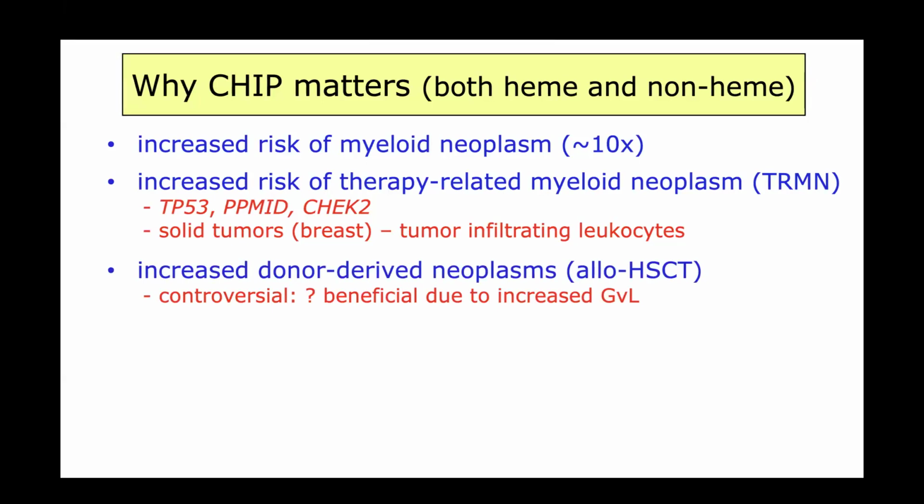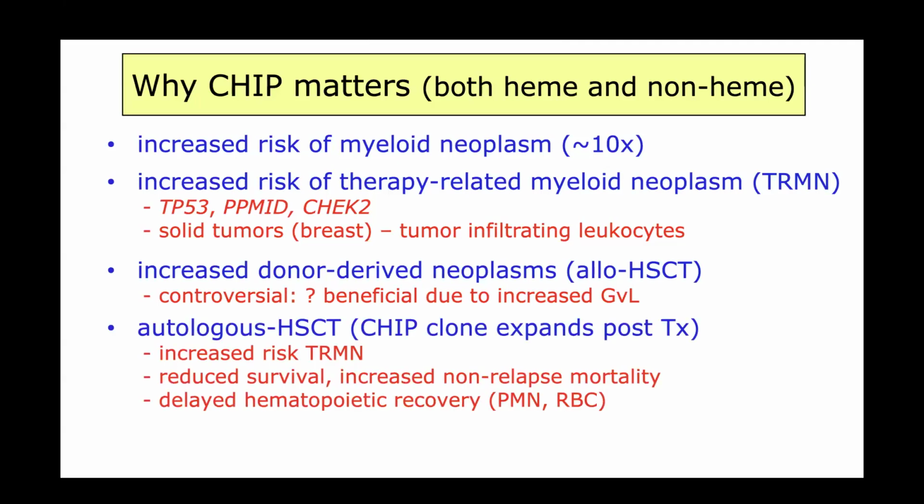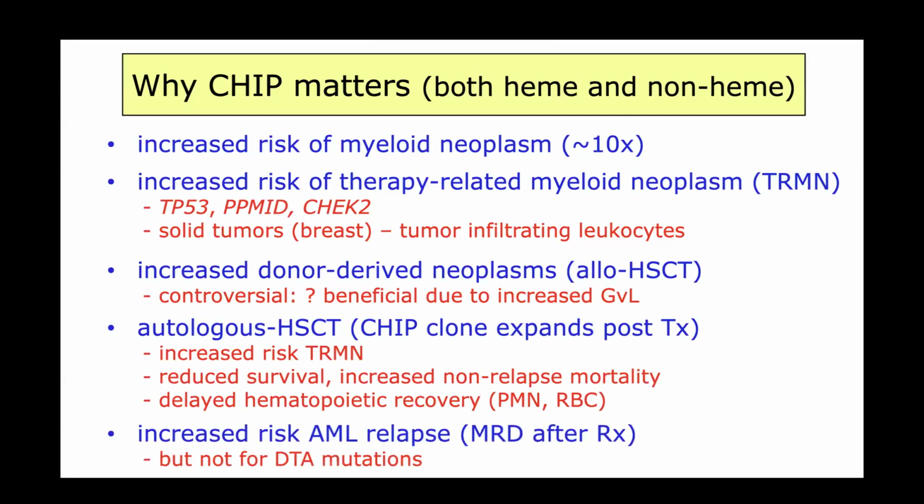There's also an increased risk of donor-derived neoplasms in the setting of allogeneic transplant. Interestingly, there may be some benefit if there's an increased graft versus leukemia, which would be beneficial. In autologous stem cell transplants, the CHIP clone expands after transplant, so there's a greater risk of therapy-related myeloid neoplasms, and generally bad news. So the question is, should patients undergoing autologous stem cell transplants be screened for the presence of CHIP mutations? Should donors be screened for the presence of CHIP mutations as well? And that's being thought of and may be done in some centers, I'm not sure.